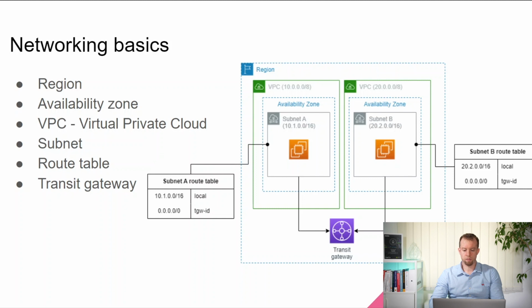We have the route tables. Route tables are a set of rules which determine where the network traffic from your subnet or gateway is directed. And we also have the transit gateway, which is a network transit hub that connects the network components that we have covered previously. So you can connect two VPCs together with a transit gateway. Also, you can connect a VPC to an on-premises network with the help of a VPN, for example.